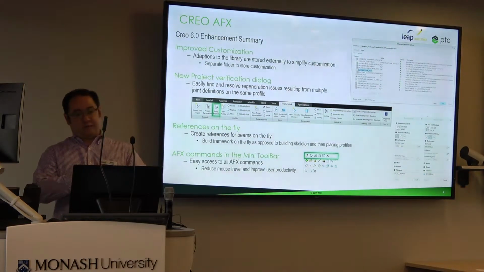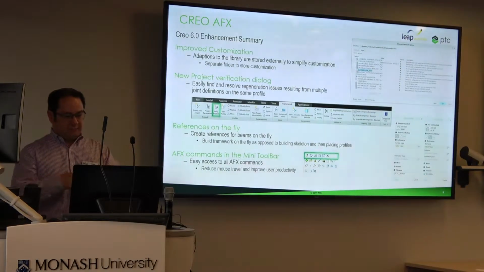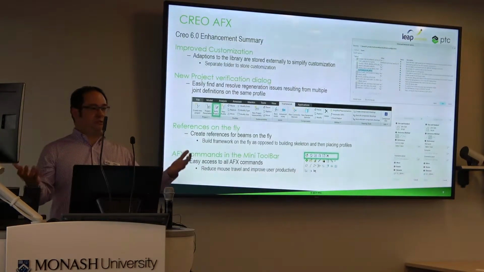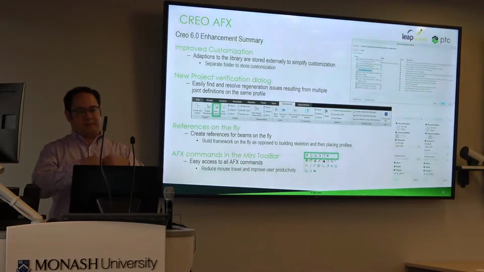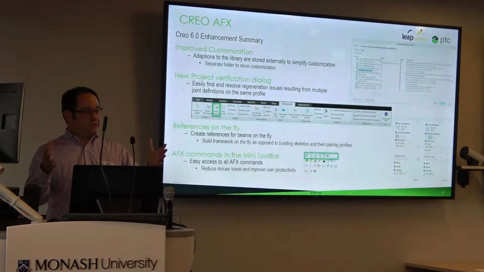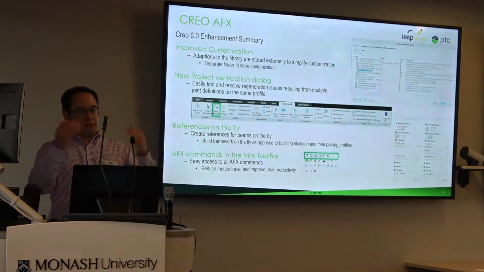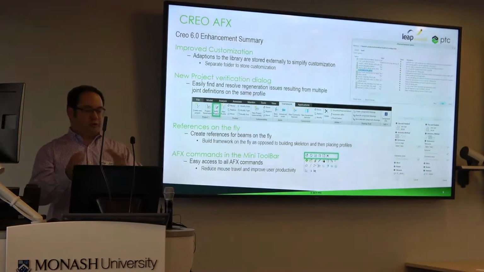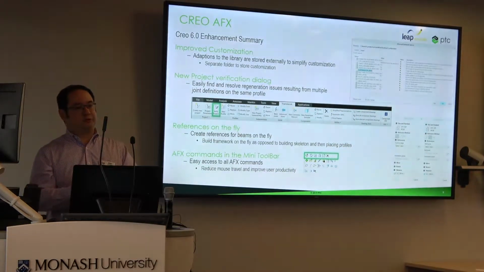So for those of you who haven't used it before, AFX is basically for placing structural steel frameworks. So the idea is I build up a skeleton, if you like, of curves and points and surfaces or planes. And I can quickly run different profiles, define joints between them, make them all match up, and it's a really, really fast way of doing structural steel work.